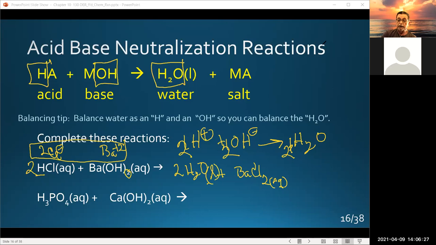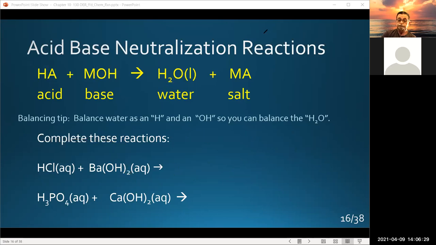All right, let me clear up my mess. We got two protons as I showed, because we have two hydroxides, which gives us two waters, and we have barium chloride aqueous. And so we are balanced. And what do we do here to balance the reaction? We follow the proton and the hydroxide. Okay. I'll continue with what we got going here.